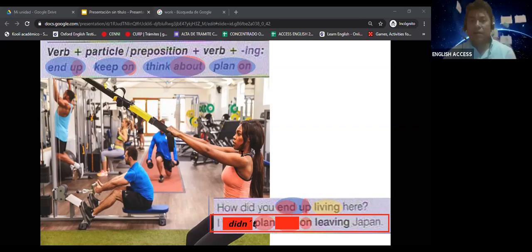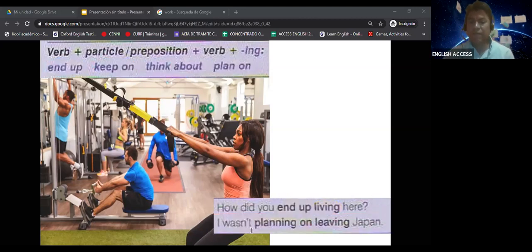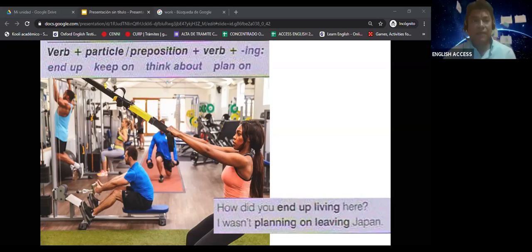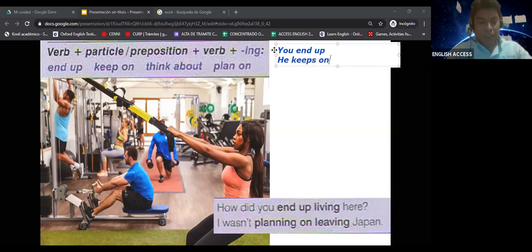Yes, but now our sentence is with was in the negative form, wasn't. So our verb requires an ing. So I wasn't planning on leaving Japan. Okay. Now let's do one more example. Here we have the verbs end up. Now let's do a different you, end up. Next, he keeps on. Next, she thinks about. And the last one, we.